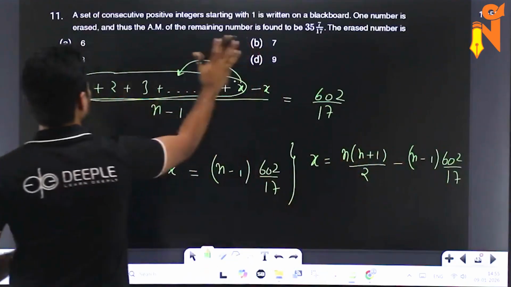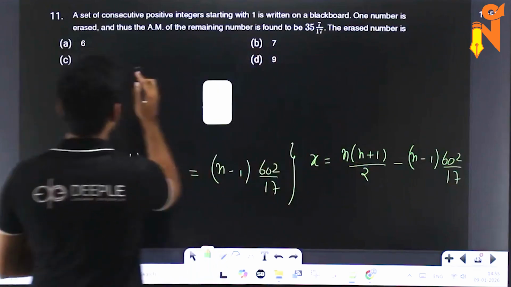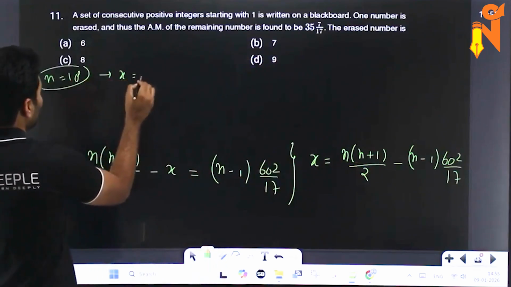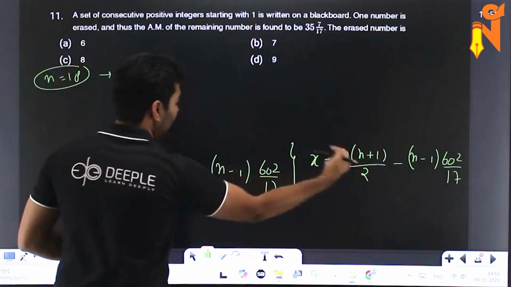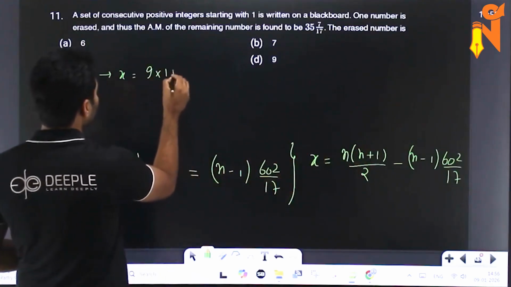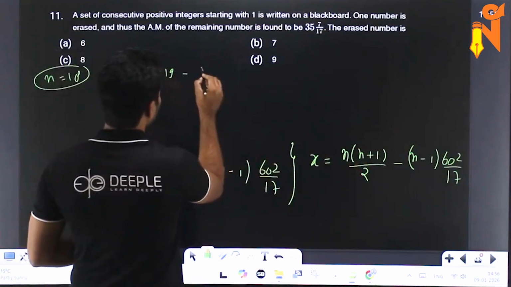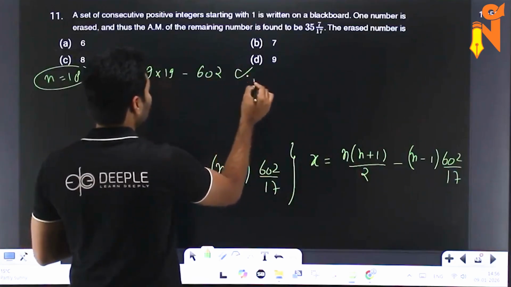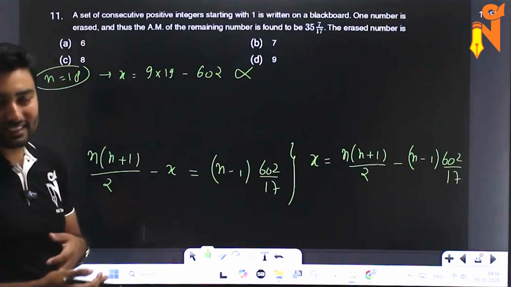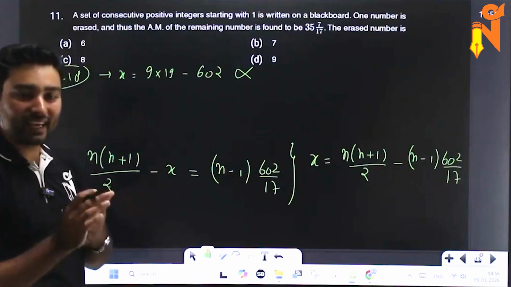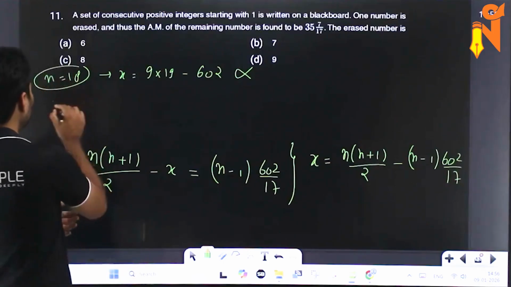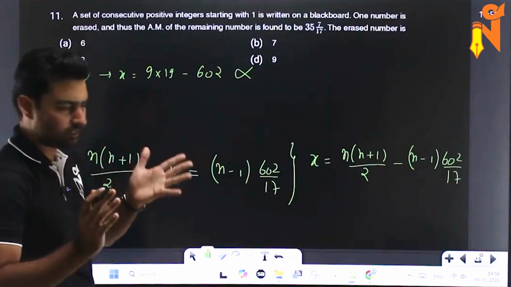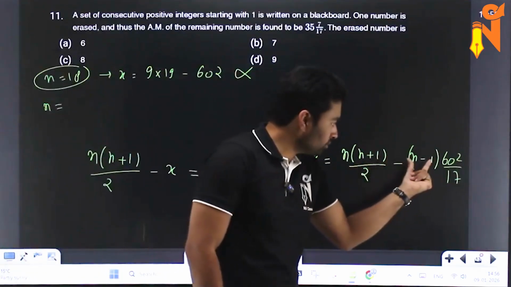So now we'll make cases. Put n equal to 18. If you put n as 18 here, you will get x equal to 18 into 19 by 2, so 9 into 19, minus 602. This number is obviously wrong, because it is negative, but x is a positive number. Should you then put 19, 20? No. Be smart. Again, this should get cancelled.